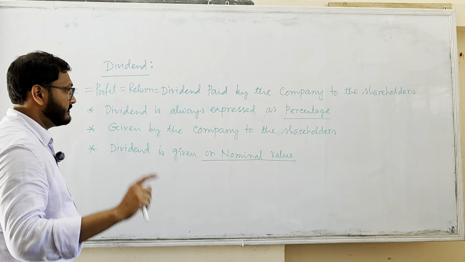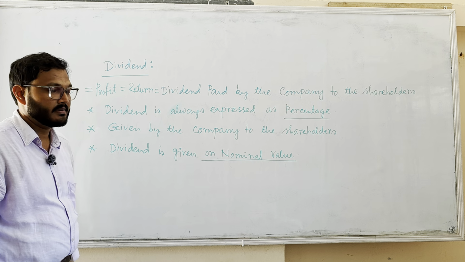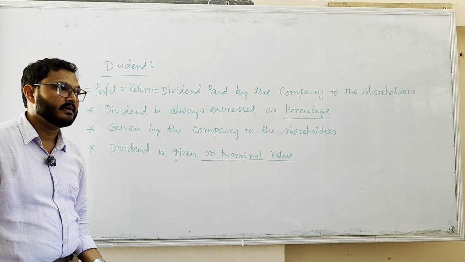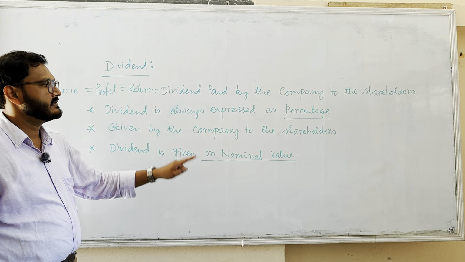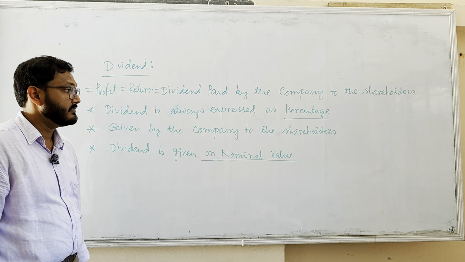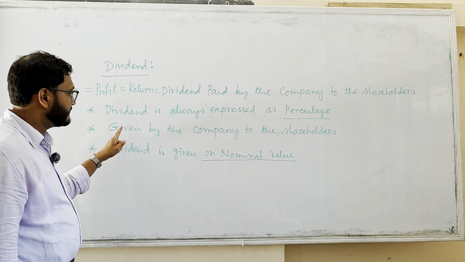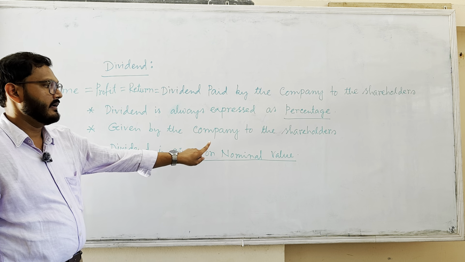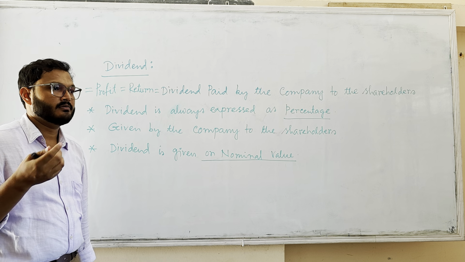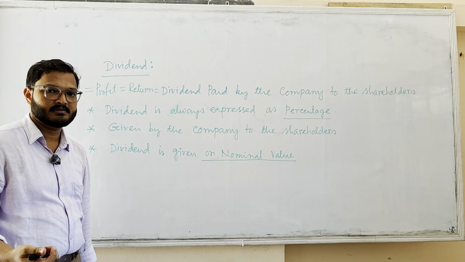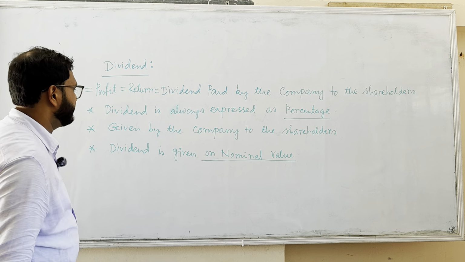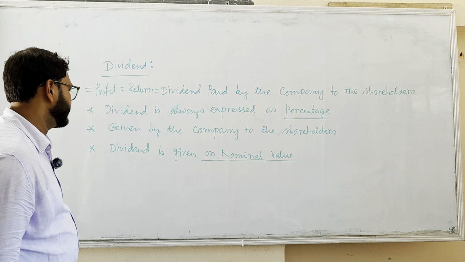But a few things we need to remember. In our sums or in the terms of the company, the dividend is always expressed as a percentage. Next, it's given by the company to the shareholders. Shareholders means, I bought a few shares of Reliance, so I am the shareholder. So it is given by the company to the shareholders.